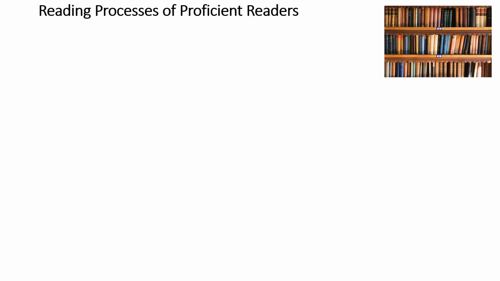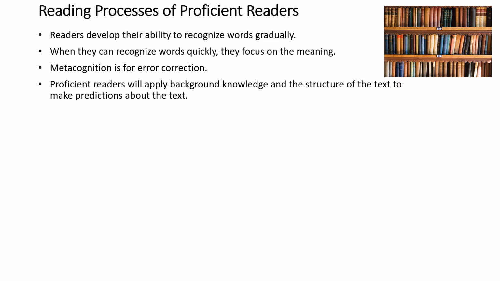Eventually, our goal is to get our students to be proficient readers. Readers gradually develop their ability to recognize words, and when they're able to recognize words quickly, they focus on the meaning of the words. We use what's called metacognition to fix reading errors, and we go back and reread when we make a mistake with a word. Proficient readers will apply their background knowledge and the structure of the text to make predictions about the text. These are some tools that we can instruct our students in using to get to a point of proficiency.